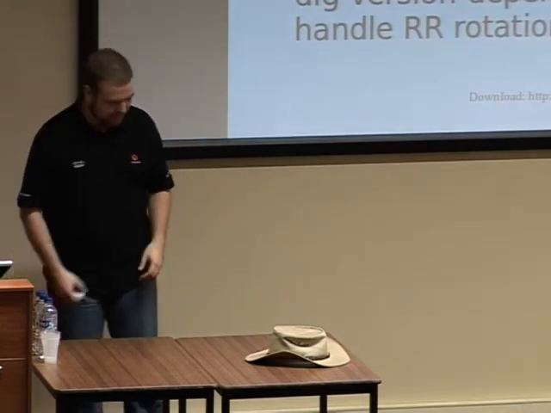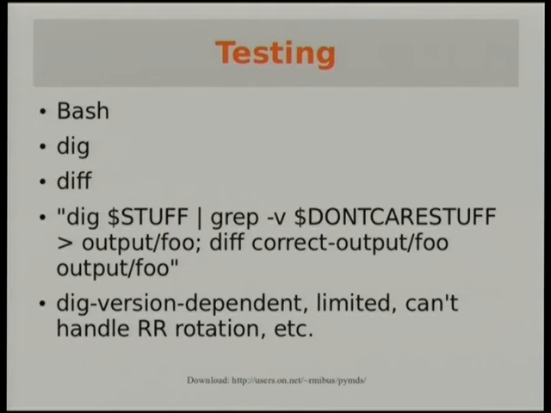So in way of testing it, we didn't write formal unit tests in Python because I kind of ran out of time. But what we did is we did dig for a bunch of stuff, and we just have a bunch of regular queries that we know what the result should look like. We grep out a whole bunch of the dig output, pipe it into a file, compare it to a known good file, and hurrah, we have regression testing. It's dependent on the version of dig. So I upgraded my machine and all of a sudden all of my tests broke. It's fairly limited in other ways.